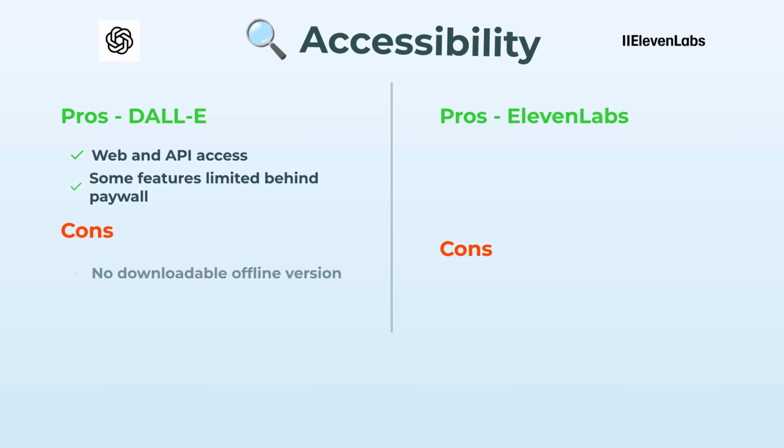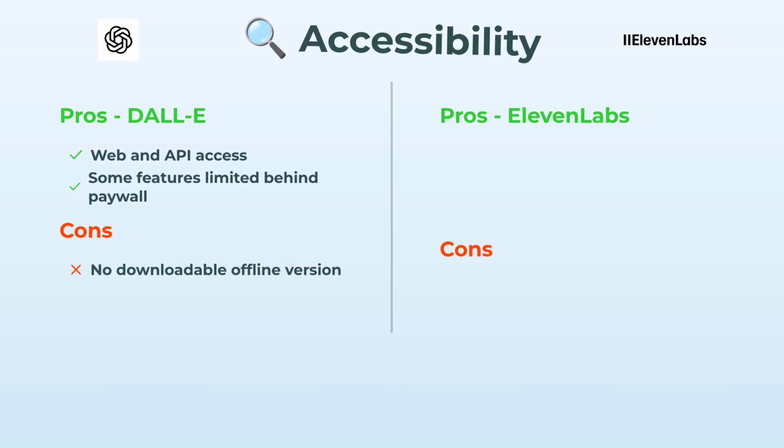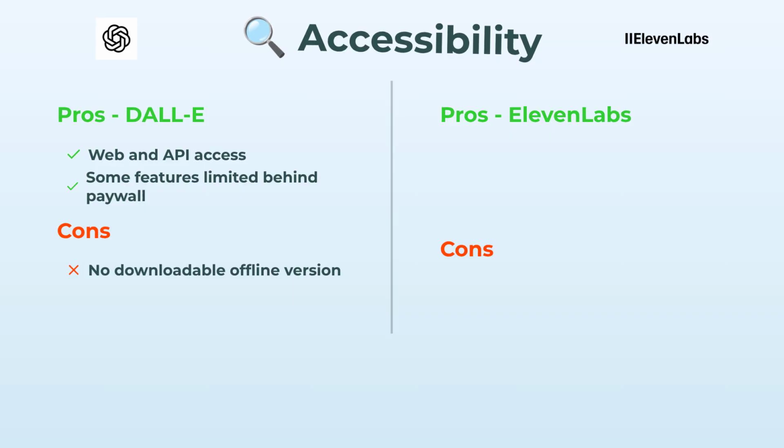Final category, accessibility. So DALL-E is online and has an API, but some features are locked behind a paywall. No offline download, so you'll always need an internet connection.